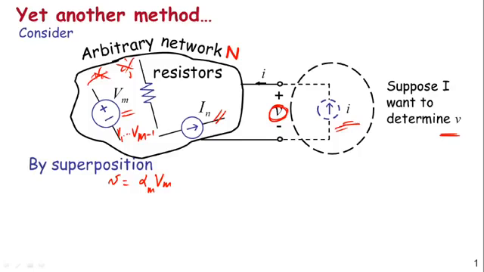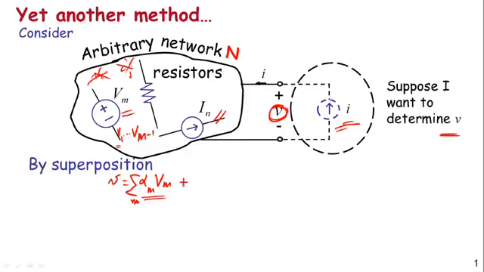Similarly, I can do the same thing for all the voltages. I can do it for V1 acting alone, V2 acting alone, and so on. For each of those voltages, I get a term that looks like this: alpha 1 V1, alpha 2 V2, and so on, all the way through alpha m Vm. And so what I get is a sum over m of all of these terms.